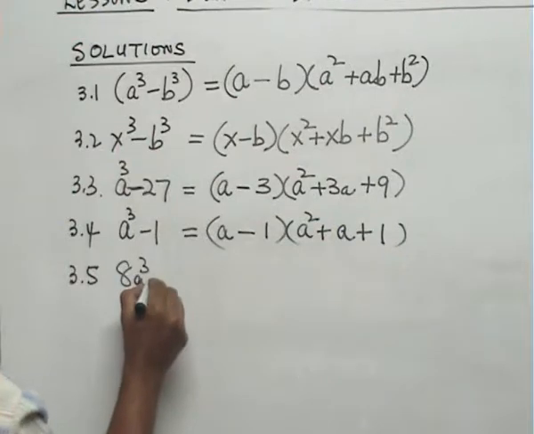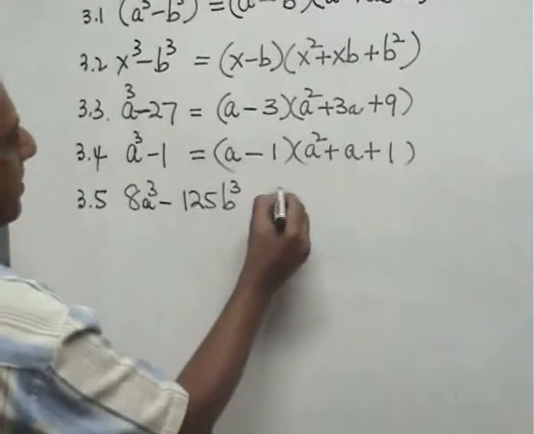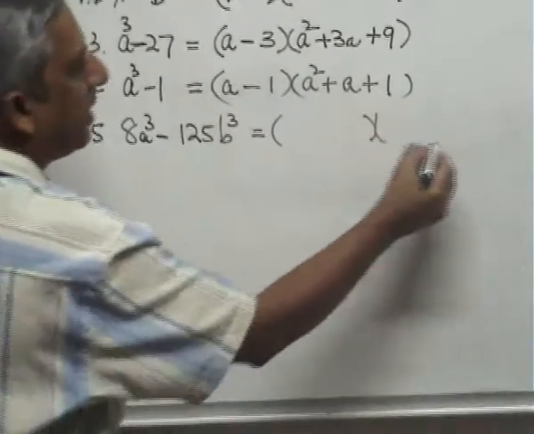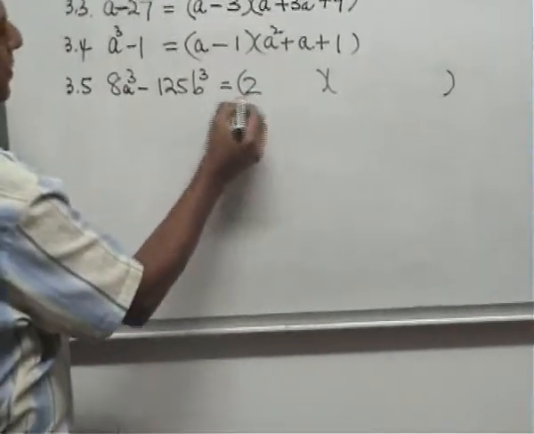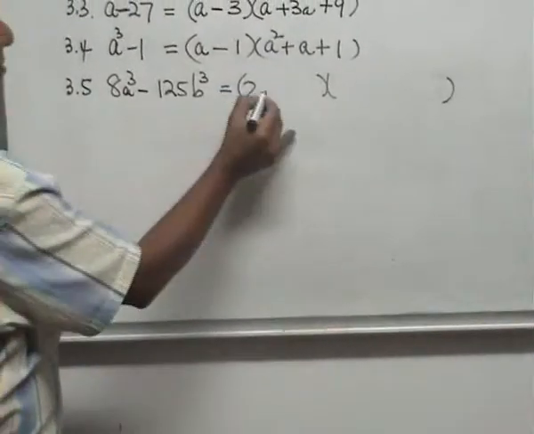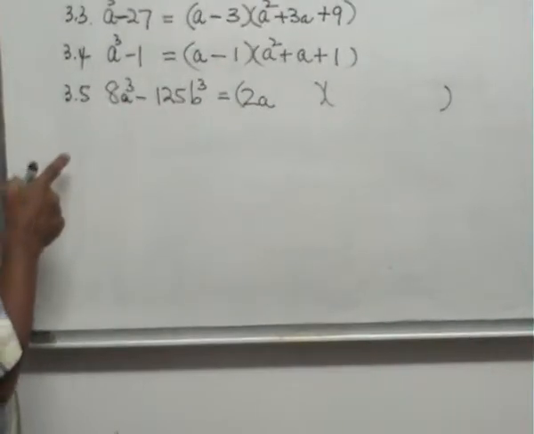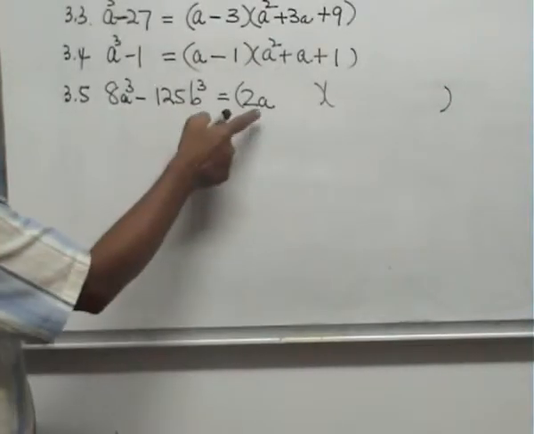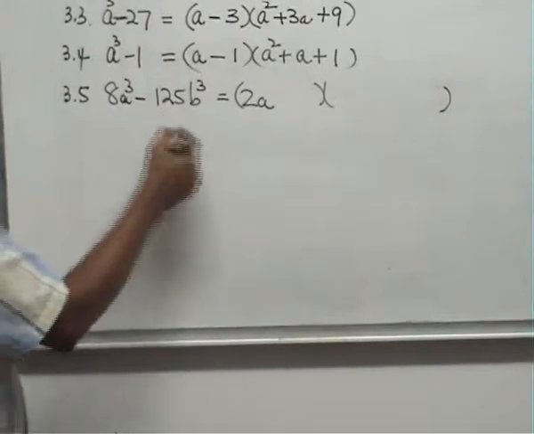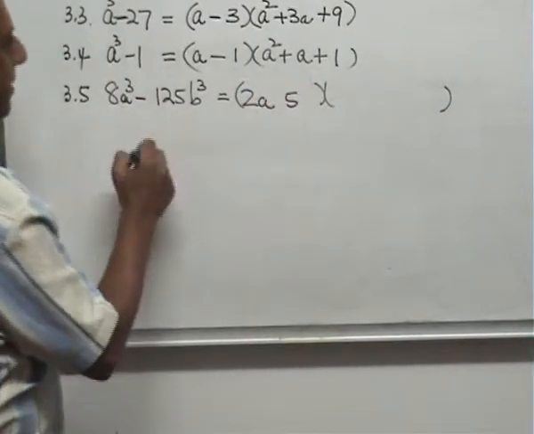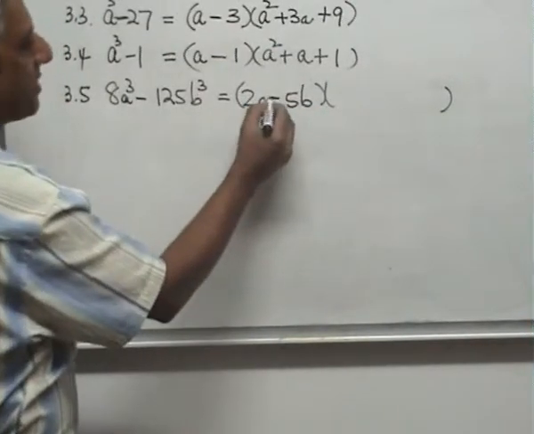3.5. 8a cubed minus 125b cubed. Right. So we'll take this one a little easy now. Cube root of 8, 2. Cube root of a cubed, a. Cube root of 125, 5. Cube root of b cubed, b. Starts with minus, so this will be minus.